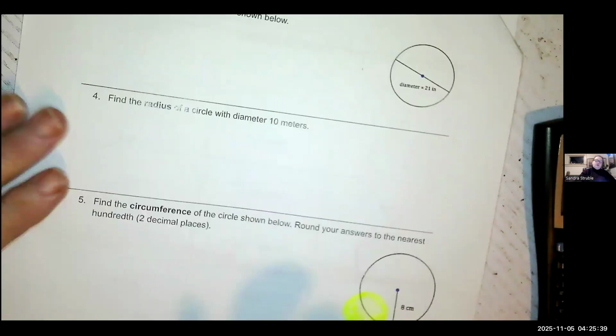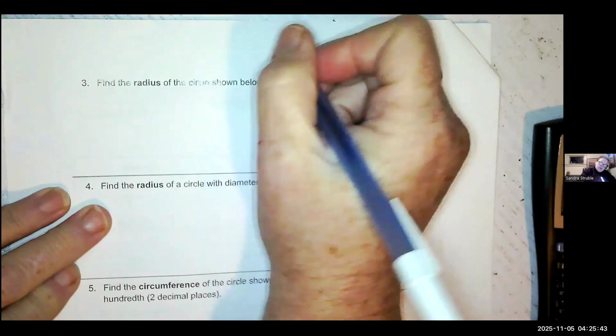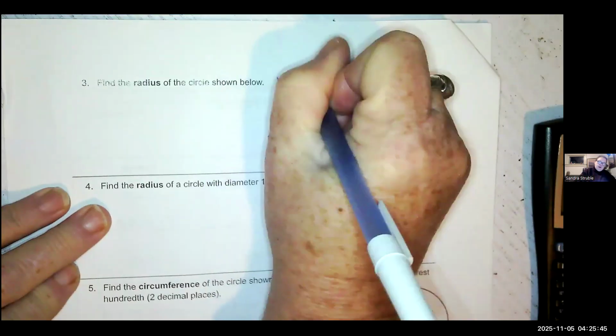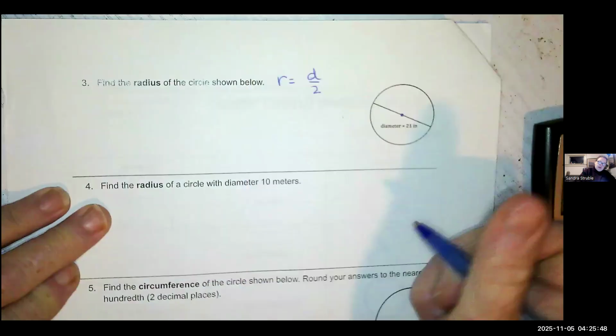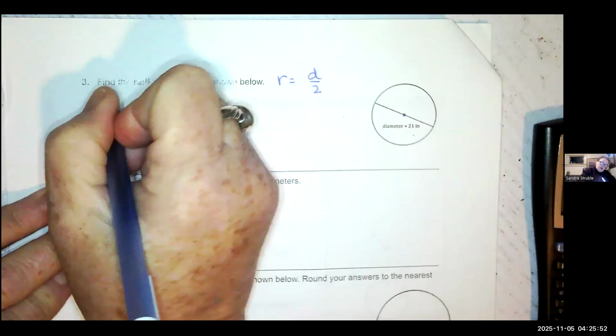All right. Find the radius of the circle shown below. Again, the radius is the diameter divided by 2, and our diameter is 21 inches. So our radius is 21 divided by 2.